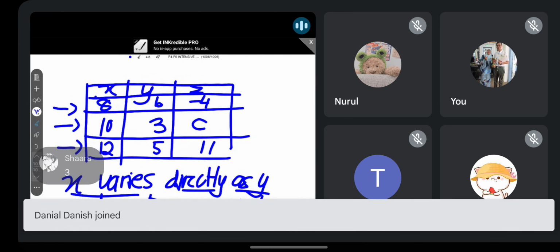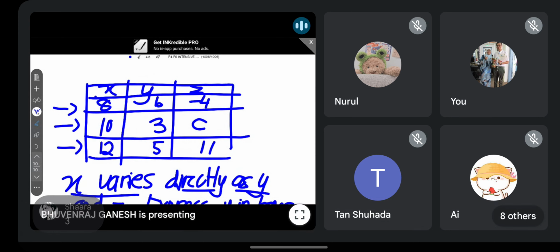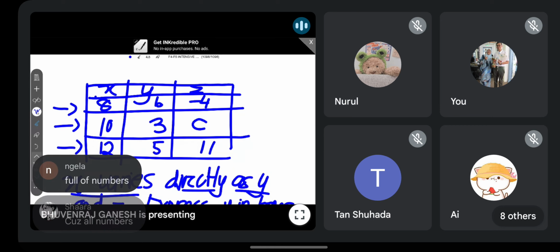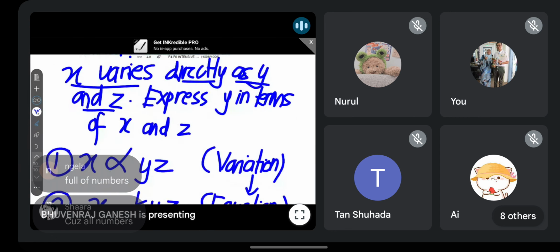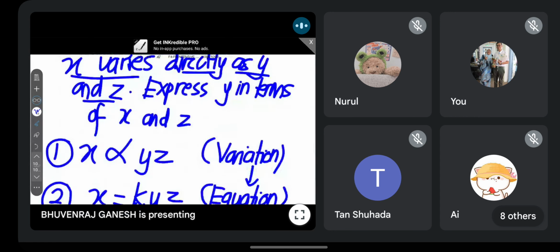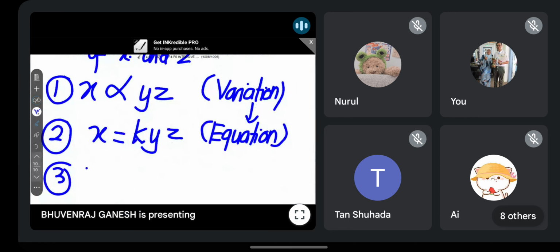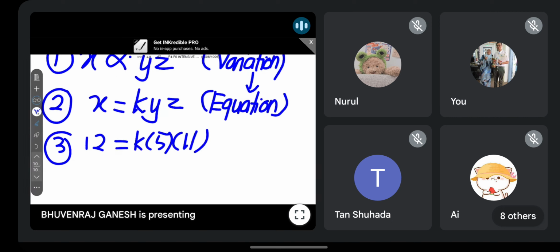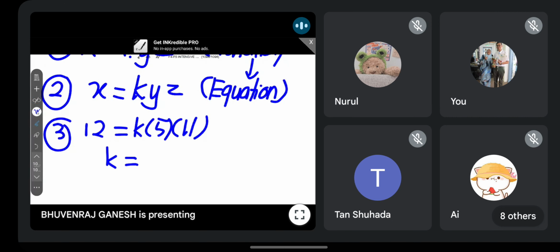Yes. Why you use the third row? Reason? Kenapa kamu guna baris ketiga? Why you don't use the first and second? Yes, all is number. Very good. Okay, then you can find out lah. So X is 12, Y is 5, Z is 11. So 12 equals to K, 5, 11. Okay, so you can get the answer. K equal to 12 per 55.